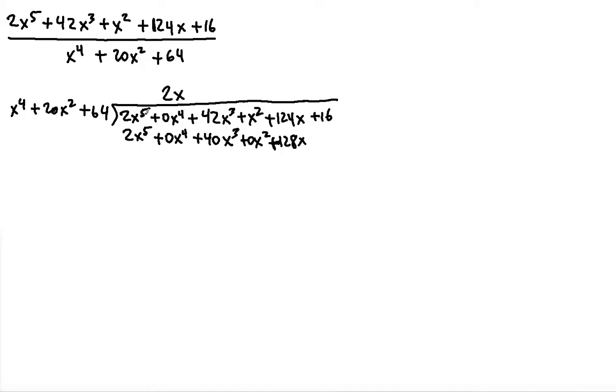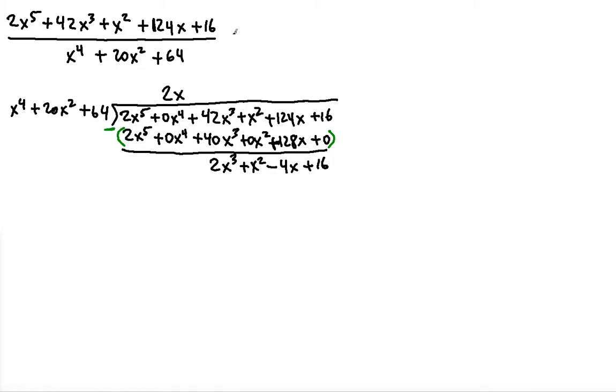And then finally, there's no constant, right? So we just put plus 0. Now we have to subtract this. Remember that we have to subtract this. And we have to subtract knowing that the minus distributes to every single term here. So we get a 0 here, we get a 0 here. We get 42 minus 40 is 2, 2x to the third. X squared minus 0x squared is still x squared. 124x minus 128x is minus 4x. And then 16 minus 0 is still 16.